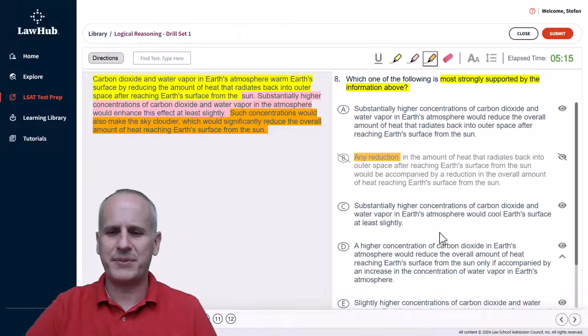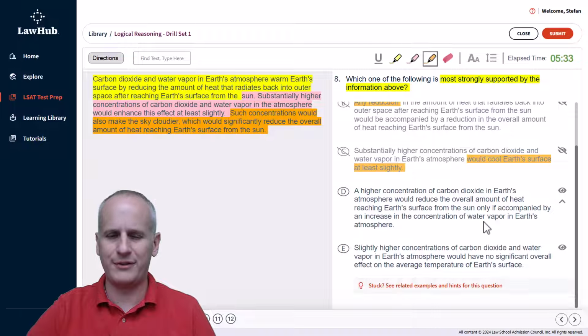Now, choice C, substantially higher concentrations of carbon dioxide and water vapor in Earth's atmosphere would cool Earth's surface at least slightly. Well, we never actually talked about the actual temperature of Earth's surface, so we can eliminate choice C. Now, and only now, am I going to scroll down so I can see D and E. Choice D reads, a higher concentration of carbon dioxide in Earth's atmosphere would reduce the overall amount of heat reaching Earth's surface from the sun only if accompanied by an increase in the concentration of water vapor. Well, no, that again is a pretty extreme absolute, so we can eliminate choice D.